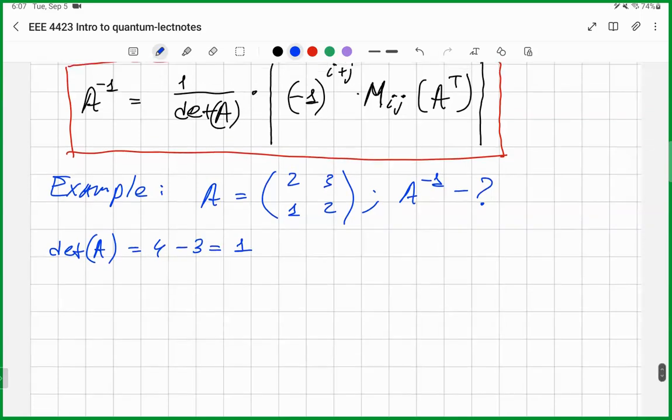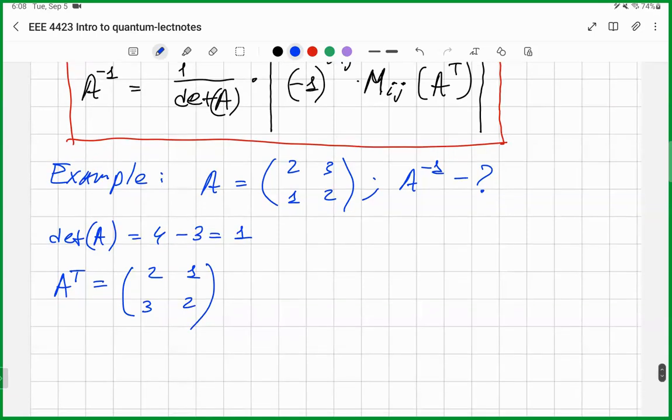So what is next? Next, we need to find the transposed matrix according to this formula. And the transposed is 2, 1, 3, 2. This is the transposed matrix. Next, according to this formula, we need to find the matrix of minors, right?